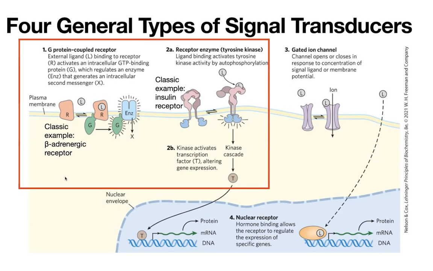And two of the main ways that this message can get relayed without the messenger, without the ligand having to actually come in, are G protein coupled receptors and receptor enzymes, so commonly receptor tyrosine kinases. Your classical G protein coupled receptor, or abbreviated GPCR, is going to be your beta adrenergic receptor, and your classical RTK would be like your insulin receptor.